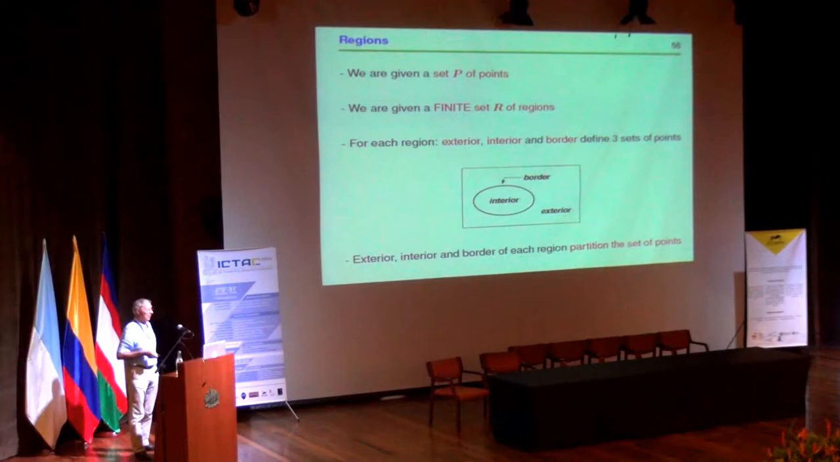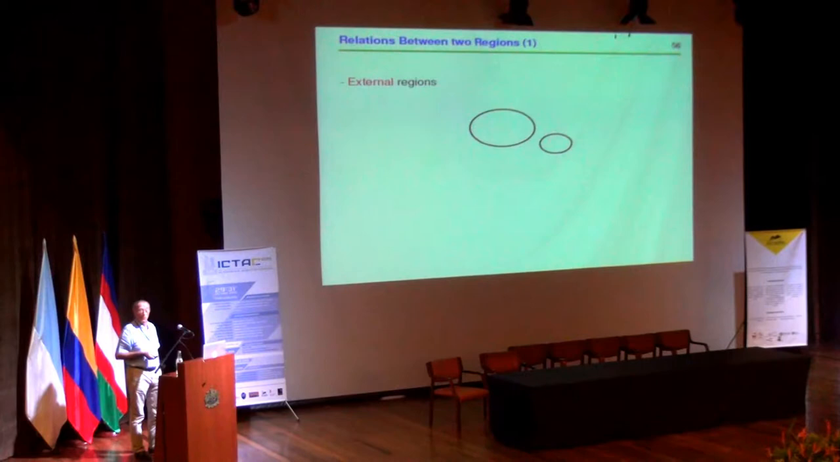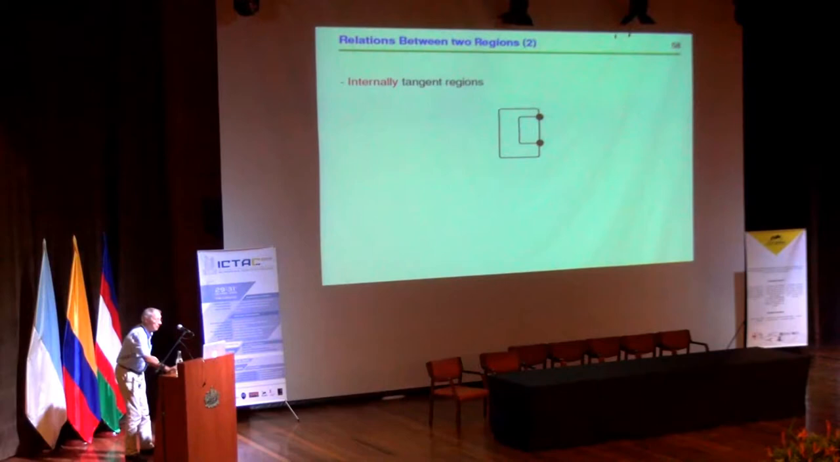Let's relate regions. We might have two or more regions, and they could be external to each other. They can be internal to each other. Or they can be internally tangent. And in this, there is a very precise definition here. We must have a common border, but the interior of this one is inside, and the border, except this part, is inside the biggest one.